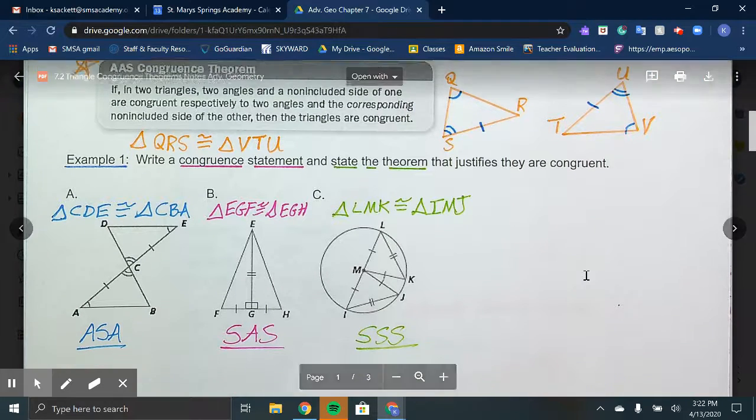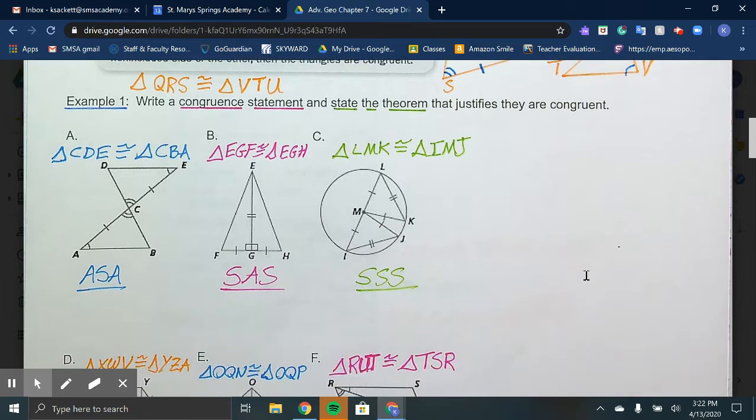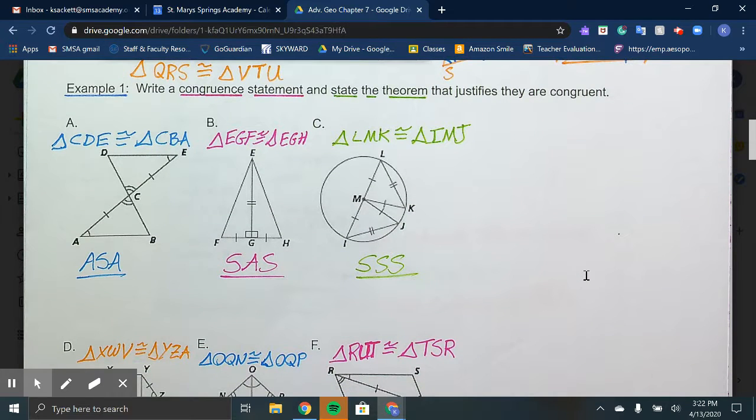So a couple things looking at applying these. Write a congruence statement and state the theorem that justifies they are congruent. So if you look at examples A, B, C, D, E, and F, the congruence statements are on top and the theorems are on bottom. The theorems you can just abbreviate to the 3 letters.